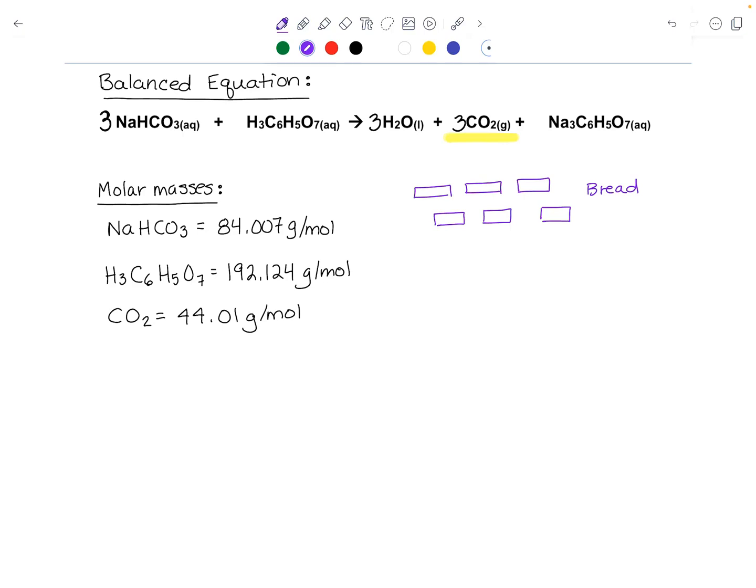Let's say that I have 7 slices of bread, and I've got cheese. I'm going to have 1 big thick slice of cheese per sandwich. And let's say I have 9 slices of cheese.